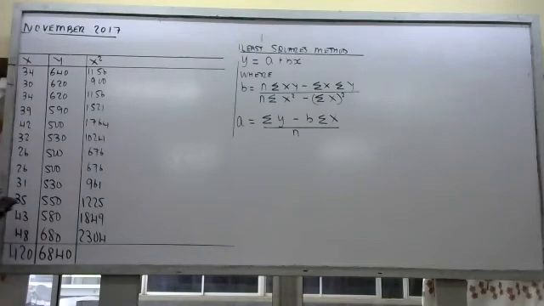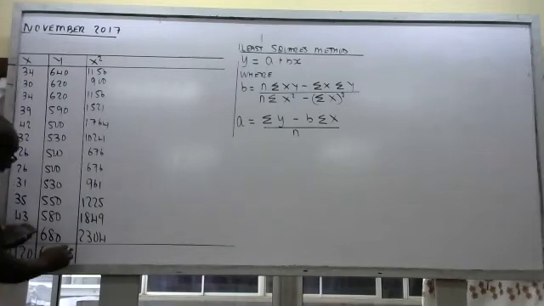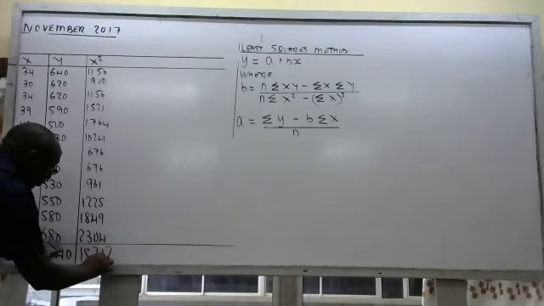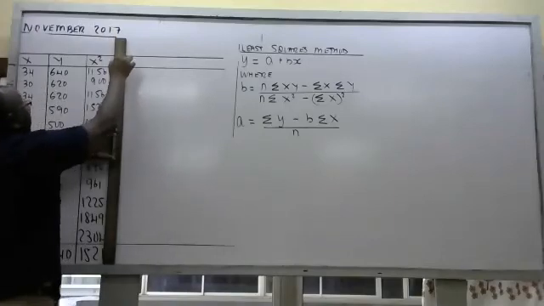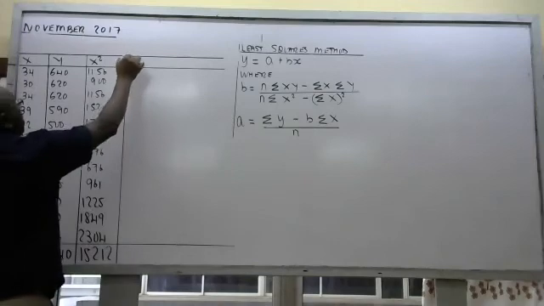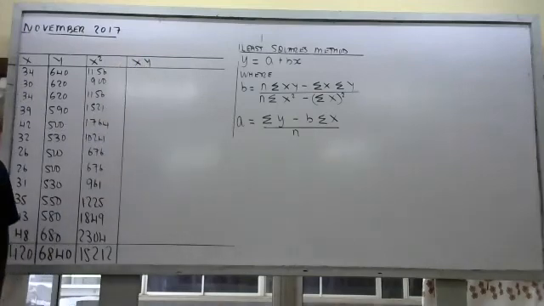Adding 2304 plus 1849 plus 1225 plus 961 plus 676 plus 676 plus 1024 plus 1764 plus 1521 plus 1156 plus 900 plus 1156, this is 15,212. The last column you require is called XY.